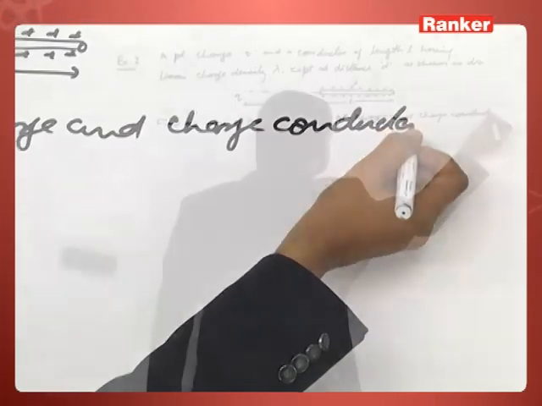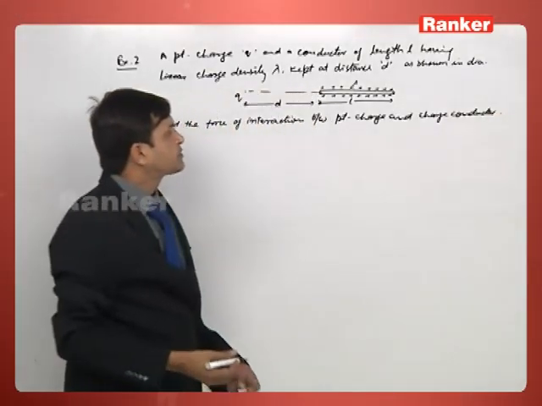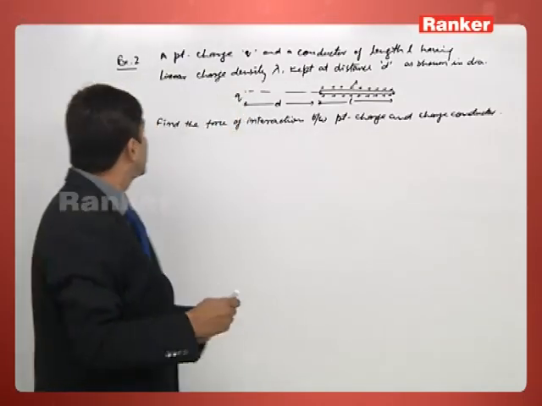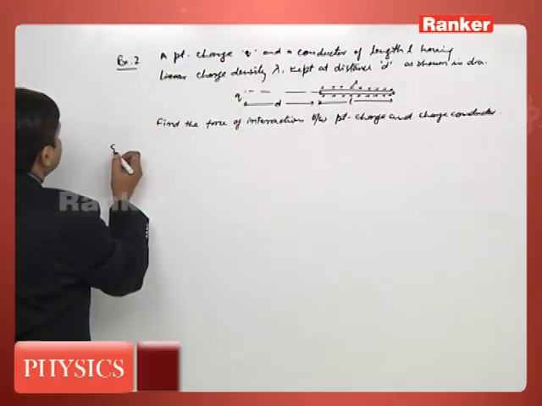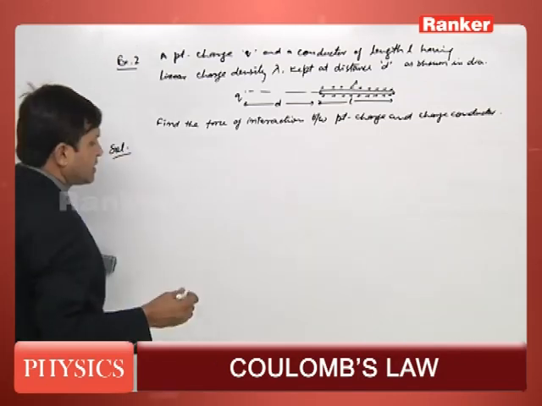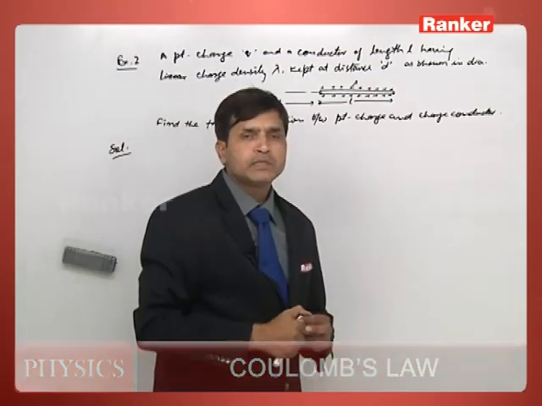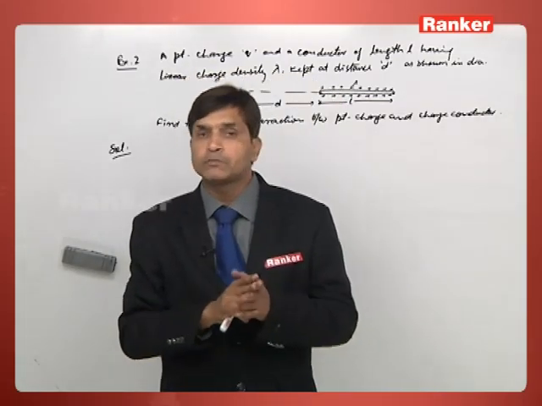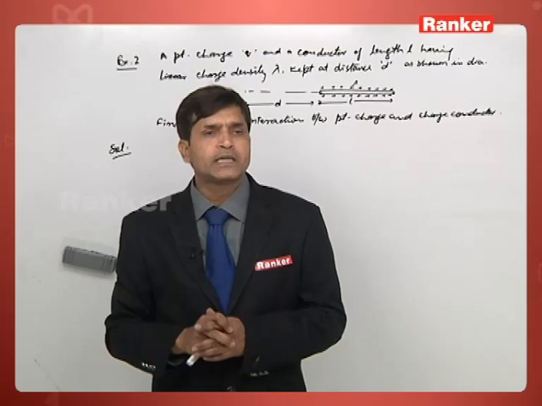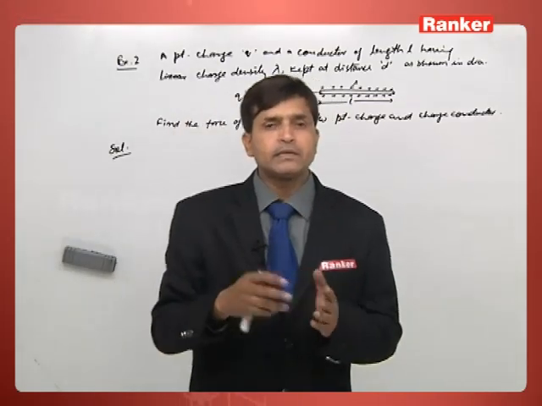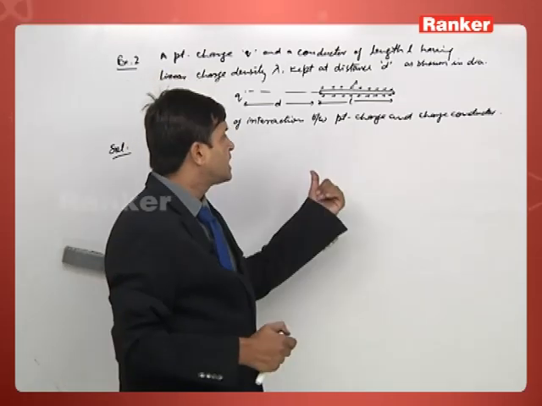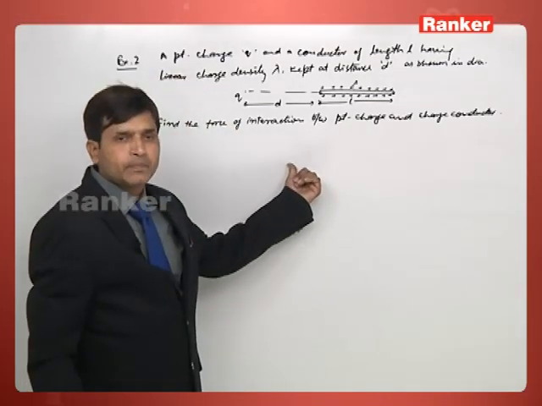Find the force of interaction between a point charge and a charged conductor. Now, how do we solve this type of problem? Here, as we know, Coulomb's law is valid only for point charges, but here one is a point charge, and the other is not a point charge. Then this comes to mind: how can we apply Coulomb's law?